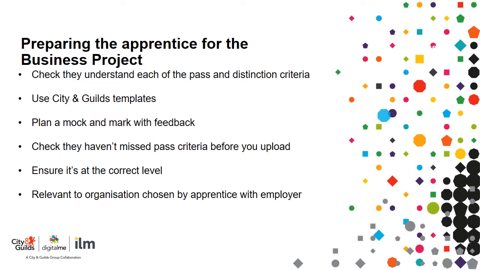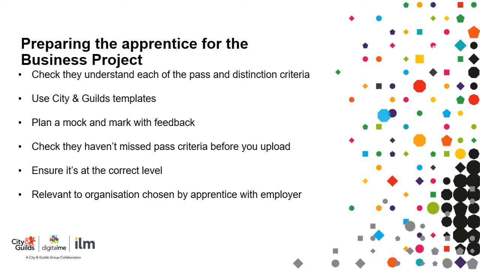It is imperative that the apprentice understands the assessment criteria for both pass and distinction. Not all distinction criteria are an extension of the pass criteria, so do please ensure that you discuss and explain each one carefully to your apprentices. We advise that you use our recording form templates for the business project proposal and indeed the business project. These can be found on the EPA Preparation Tool or on the website under the relevant standard.